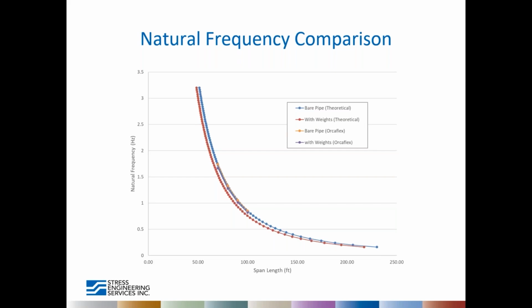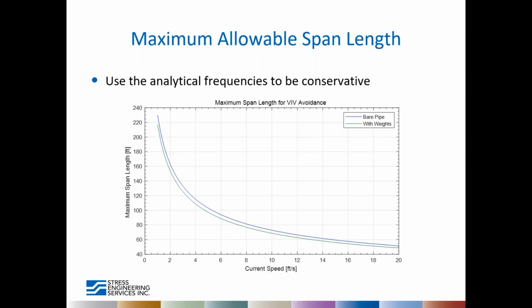On the other hand, with the OrcaFlex model, what we found was that in this case, at least, the added stiffness from the weights themselves countered the added mass from the weights, and the natural frequencies ended up virtually unchanged. So what we ended up doing was using the analytical calculations because they provided a little bit of extra conservatism.